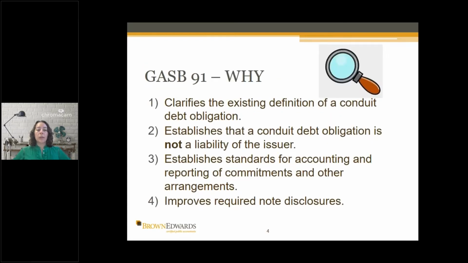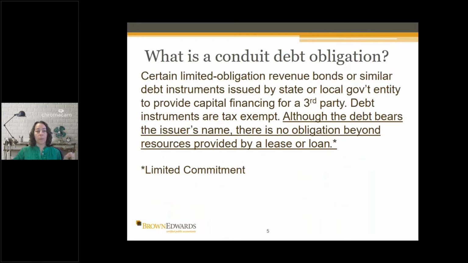The purpose of GASB 91 is to clarify the existing definition of a conduit debt obligation, to establish that a conduit debt obligation is not a liability of the issuer. We're going to talk a lot more about that. It establishes standards for accounting and other reporting of commitments and other arrangements, and improves required note disclosures. So let's start from the beginning. What is a conduit debt obligation?